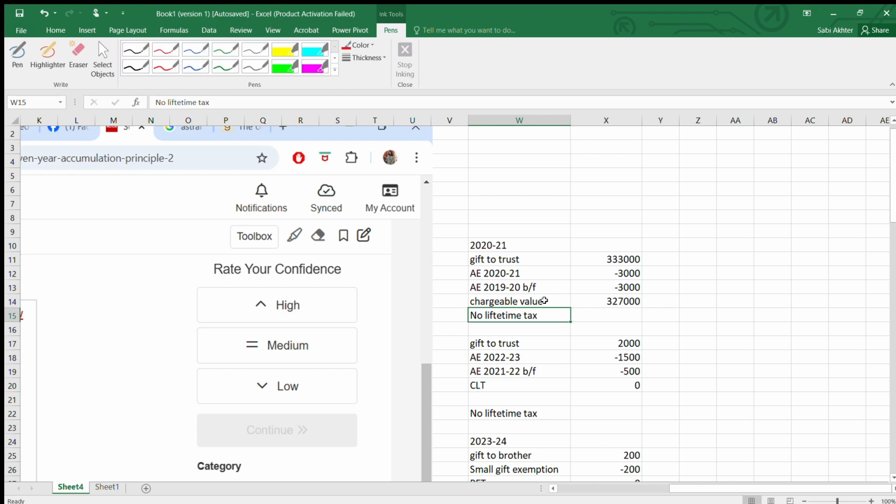Now you need to know how much of the nil rate band is remaining. There are no gifts before this, so you will be eligible for the full nil rate band, that is 325,000. You did not utilize the nil rate band in the previous 7 years because this is the first gift. So 325,000. Now we are going to do the sum function. So your taxable amount is 2,000.